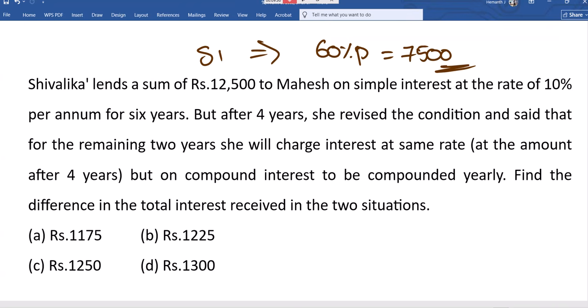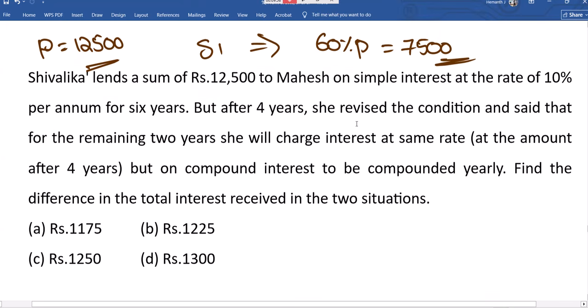How you got that 60%? 10% per annum for 6 years. Interest is calculated on principal. 60% of principal 12,500 is nothing but 7,500. That discussion done. Is it 7,500? Yeah.